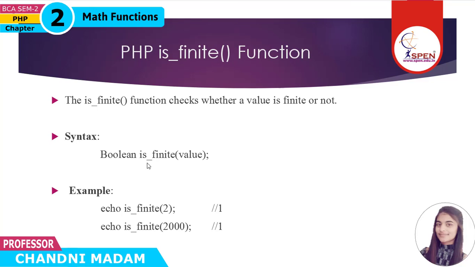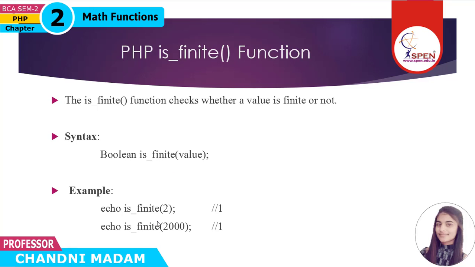Here is the syntax. The is_finite function requires one value. After executing, this function returns a boolean value. This function returns true or 1 if your specific value is a finite value. It returns false or nothing if your value is not a finite value.